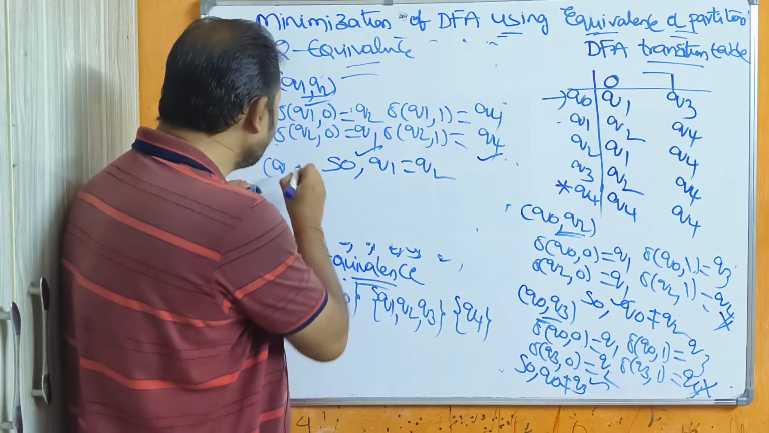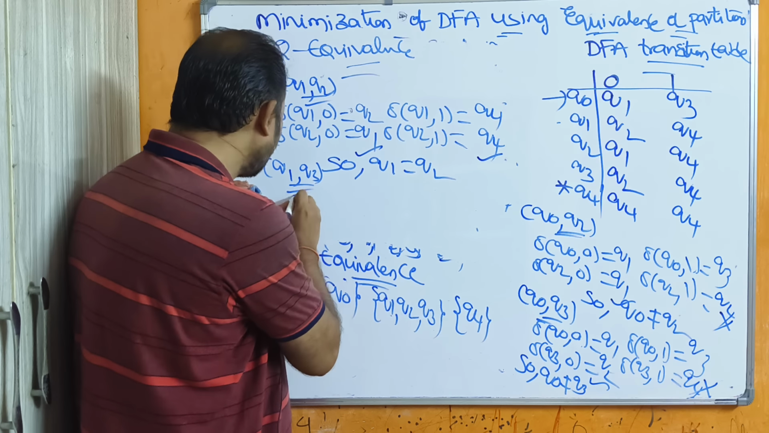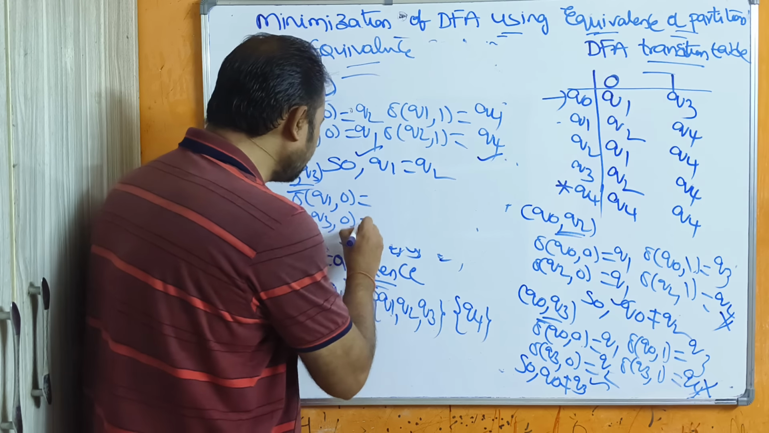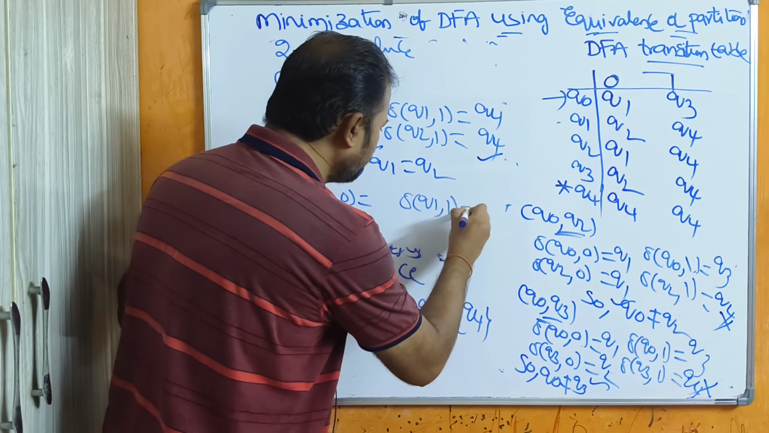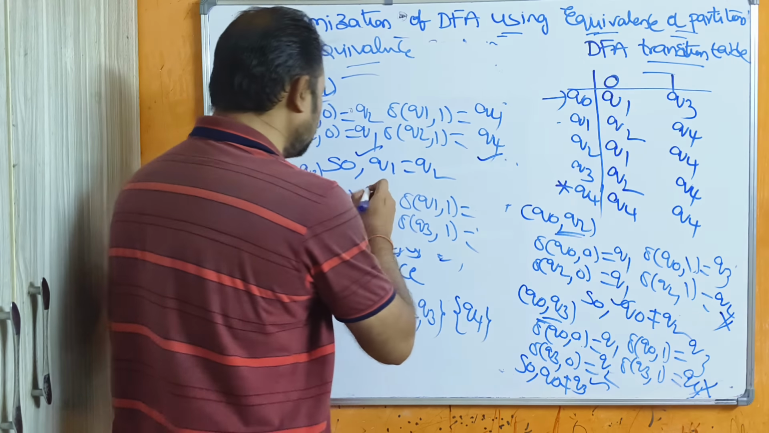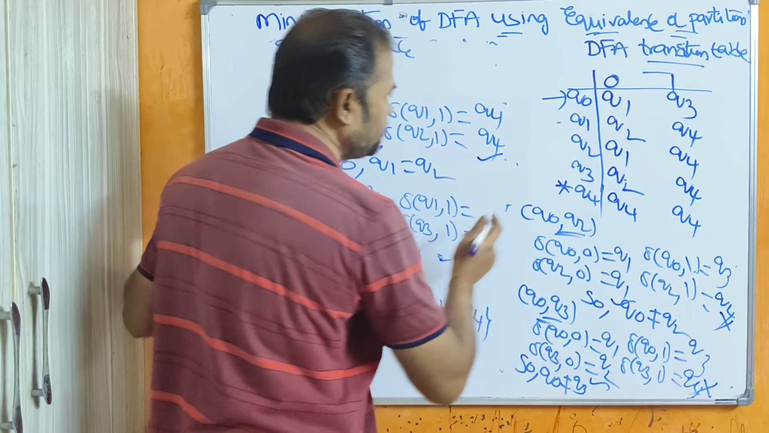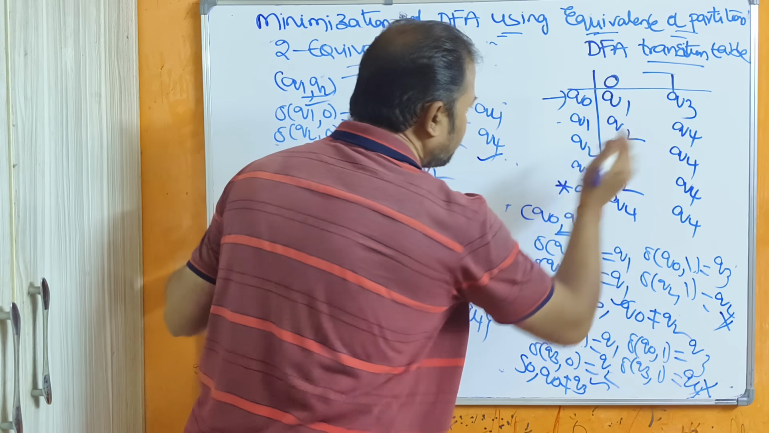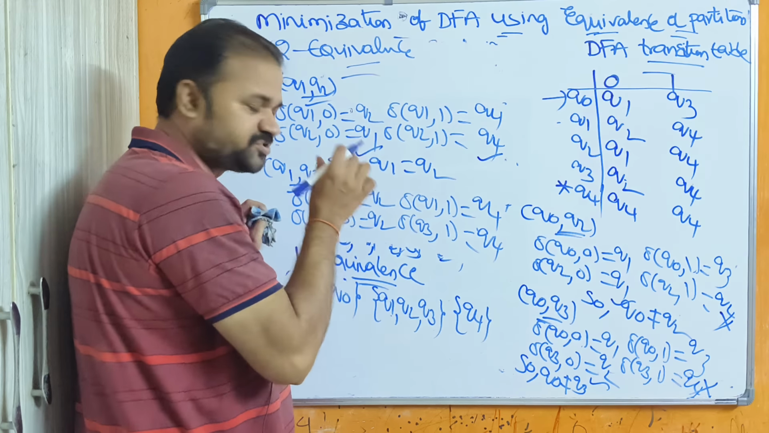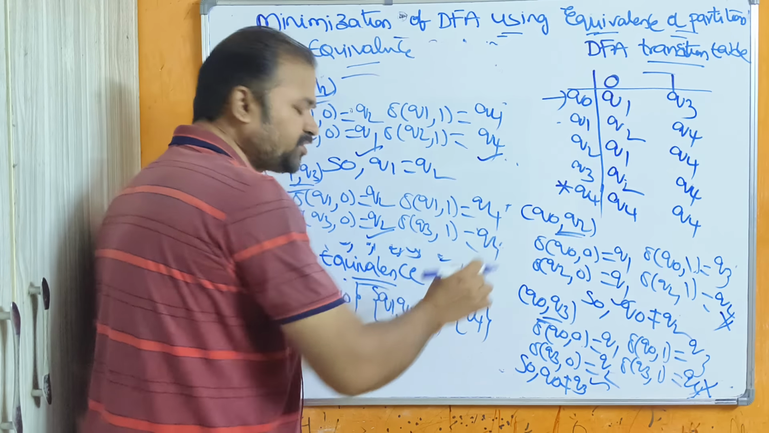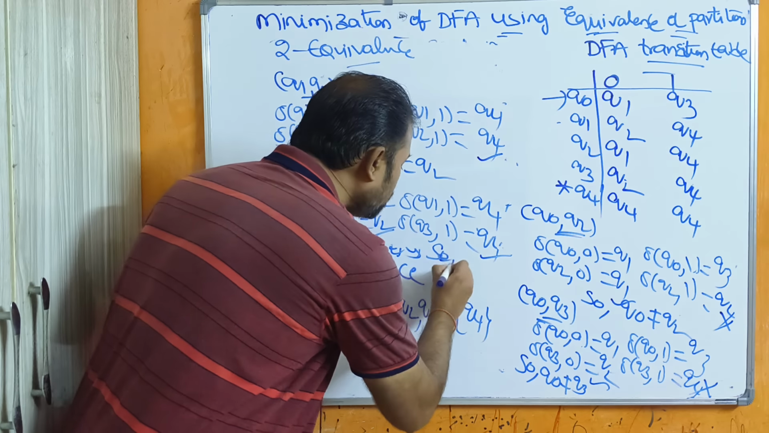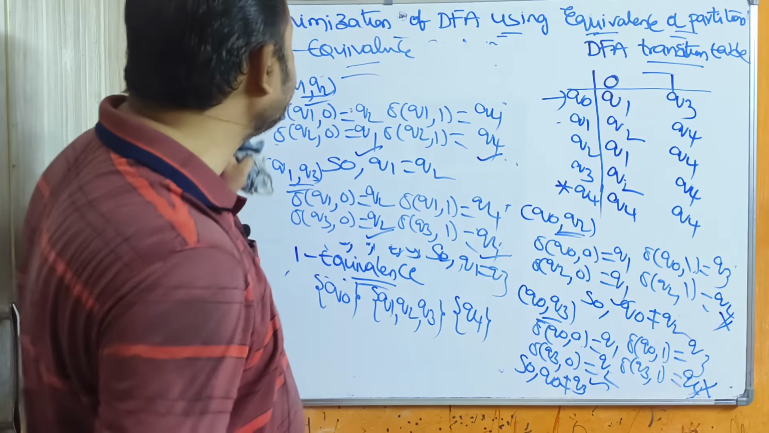Likewise compare Q1 with Q3. So delta of Q1 comma 0 equal to delta of Q3 comma 0 equal to, delta of Q1 comma 1 equal to delta of Q3 comma 1 equal to. So Q1 on 0, Q2. Q3 on 0, Q2. Q1 on 1, Q4. Q3 on 1, Q4. So Q2, Q2, same state, present in the same set. Q4, Q4, same state, so present in the same set. So now we can conclude that Q1 equals Q3. So now second equivalence is over.